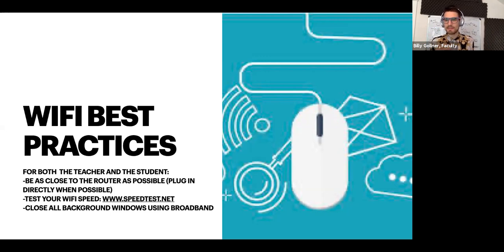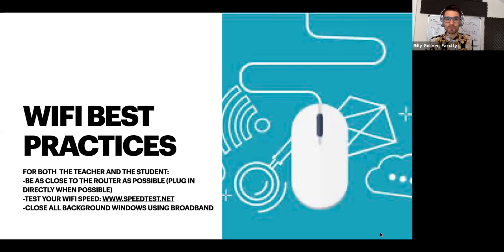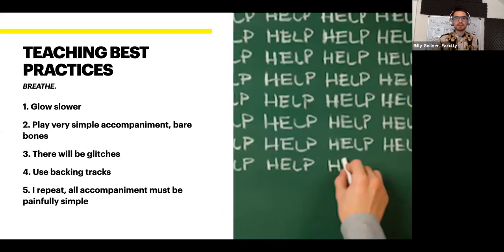We have 1 gigabyte of speed of Wi-Fi, which is really, really fast. Most people have about 200, and still sometimes it gets a little bit glitchy. So that's just to know. Now these are some best practices, and this is what I really learned over my 2 years of teaching everything online for my private studio.